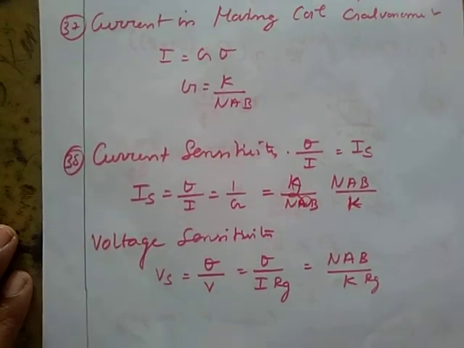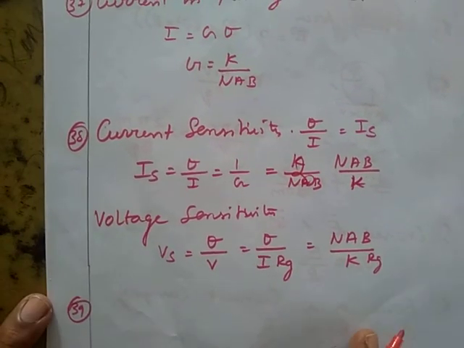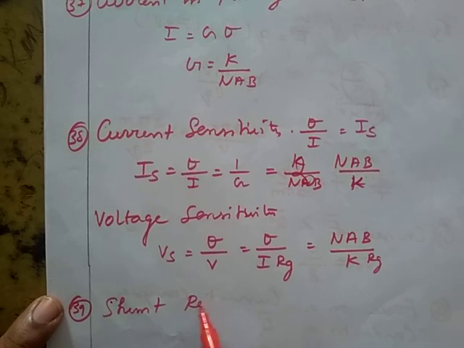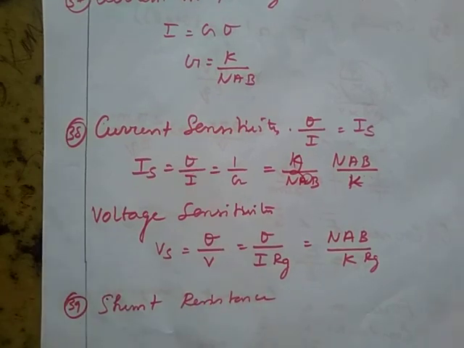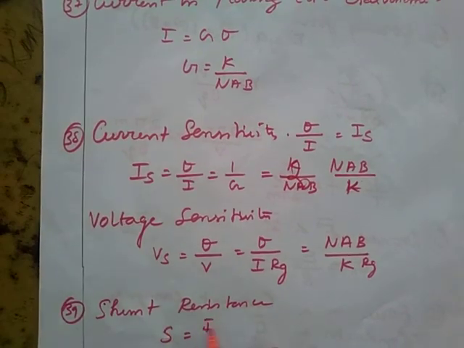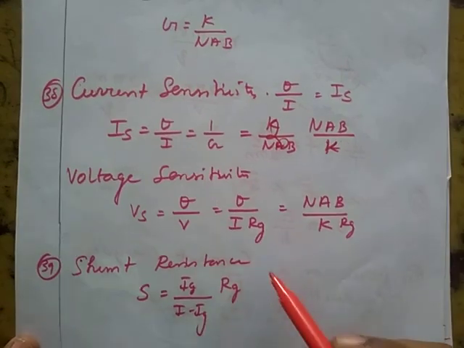Then our next one, number 39, the shunt resistance value of the ammeter. That is S is equal to Ig by I minus Ig, into Rg. It is the expression to find the shunt resistance.